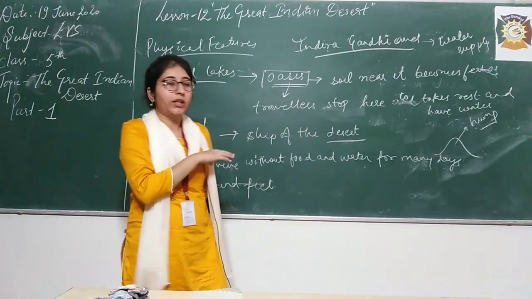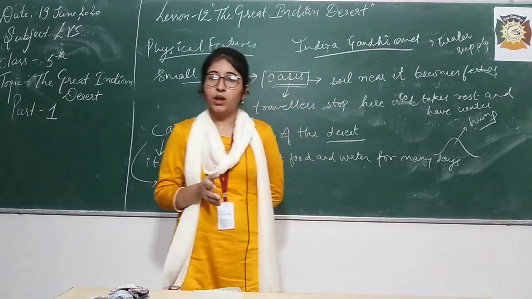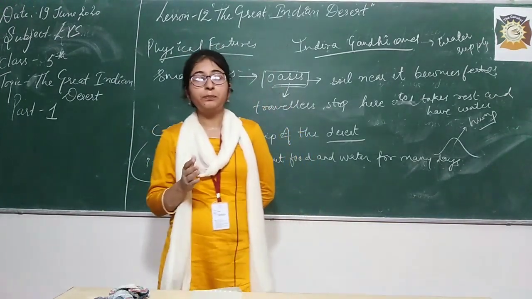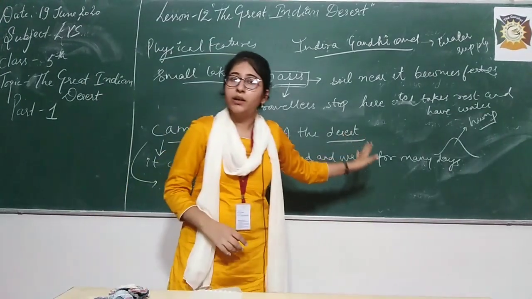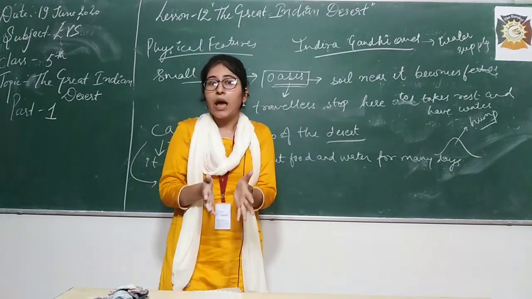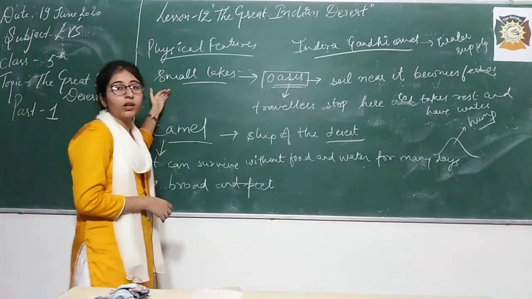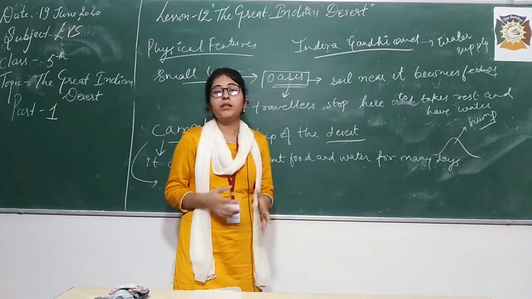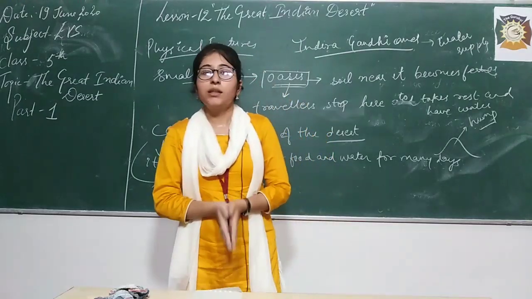Till then, just go through these points. There are 2-3 points that we discussed today. We discussed where the Great Indian Desert lies. It lies in Gujarat and Rajasthan, right? After that, we studied about the camel, that the camel is known as the ship of the desert, and we discussed 2 features of a camel, that is why the camel is used for traveling. After that, we studied that there are small lakes developed which make the soil fertile, right? So there are 2-3 points. Just go through these points and also go through them in the book. Till then, take care. Namaste.